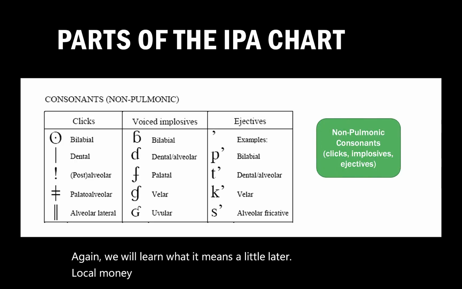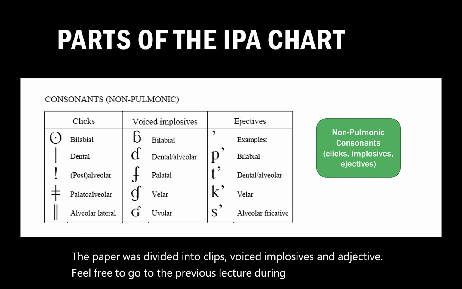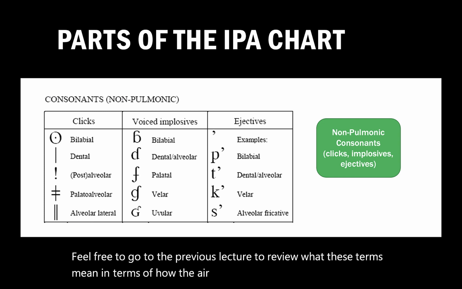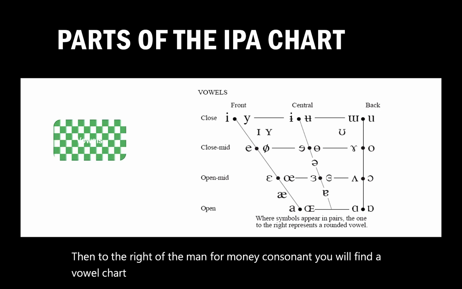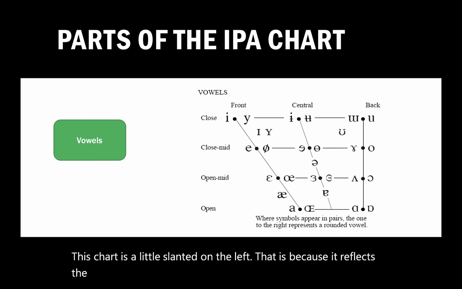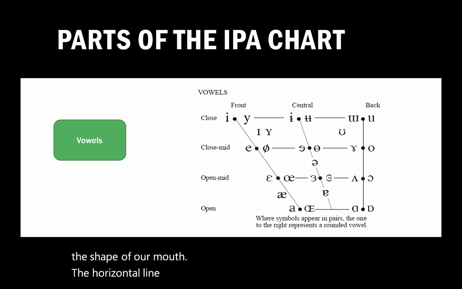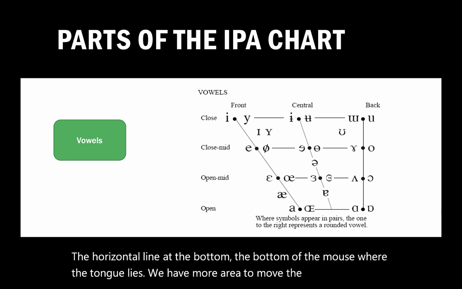Non-pulmonic consonants are presented in a smaller table just below the pulmonic ones. The table is divided into clicks, voiced implosives, and ejectives. Feel free to go to the previous lecture to review what these terms mean in terms of how the air is expelled or taken in during the sound production. Then, to the right of the non-pulmonic consonants, you will find a vowel chart. As you can see, this chart is a little slanted on the left. That is because it reflects the shape of our mouth. The horizontal line at the top represents the roof of our mouth. The horizontal line at the bottom represents the bottom of the mouth, where the tongue lies. We have more area to move the tongue at the top than at the bottom.